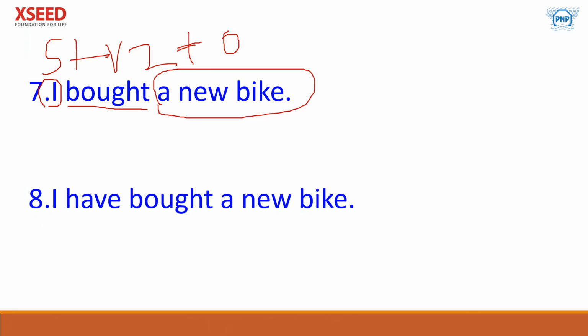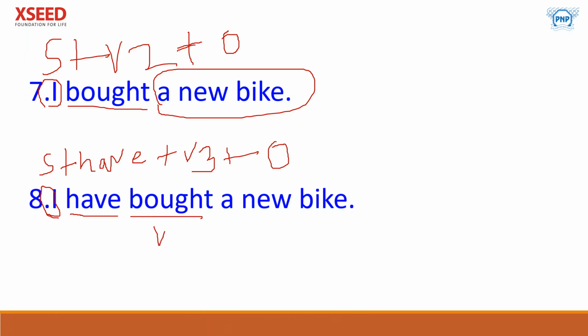Correct. Now look at this second sentence. In the second sentence, the subject is there, plus have is there, plus V3, the verb's third form, plus an object is there. This is the subject, this I have is there, this bought is V3, and the remaining part is an object. Correct.